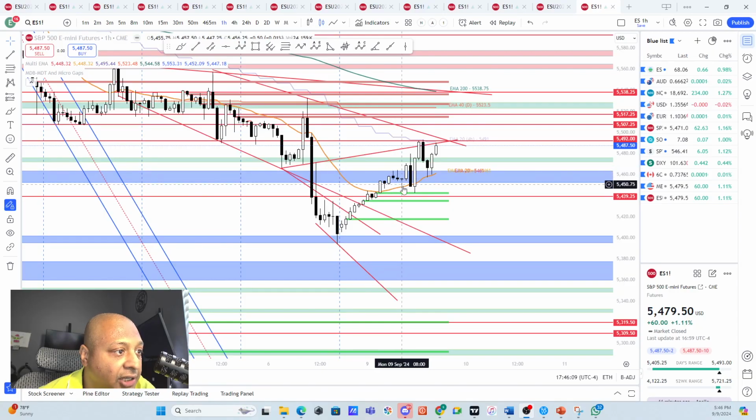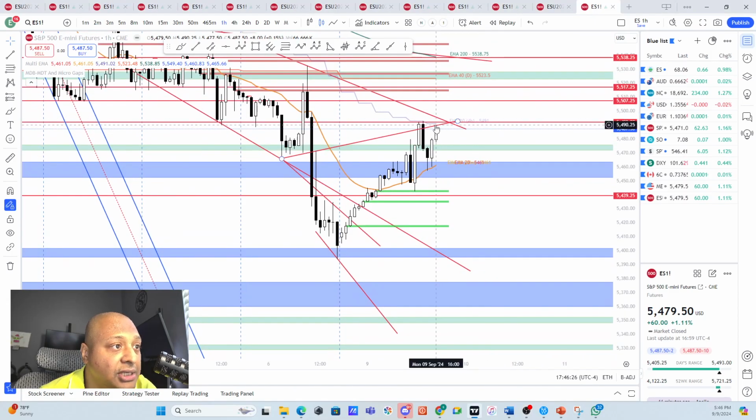And after that, we had a two-legged pullback to the EMA. And once we had the two-legged pullback to the EMA, we again went up one more leg, pulled back. This was the second leg up. And then we had one leg down and we have the third leg up as well. So on the 1 hour chart, there have been 3 legs that have already happened.